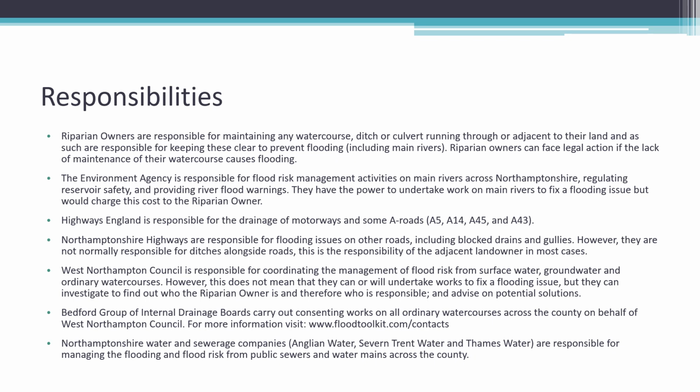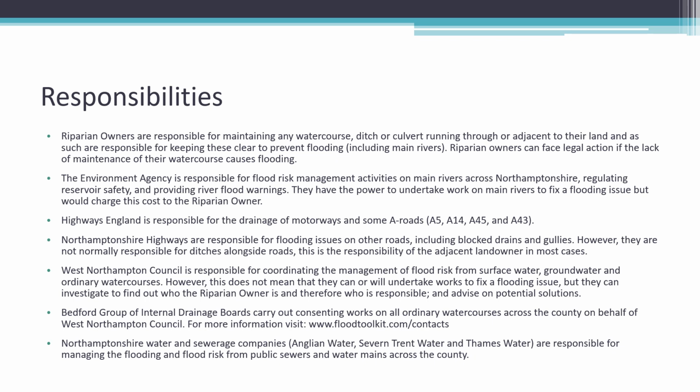Highways England is responsible for drainage of motorways and some A roads. Northamptonshire Highways are responsible for flooding issues on other roads, including block drains and gullies. However, they are not normally responsible for ditches alongside roads. This is the responsibility of the adjacent landowner in most cases.